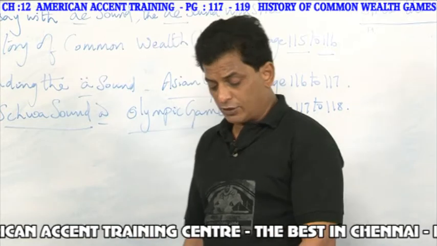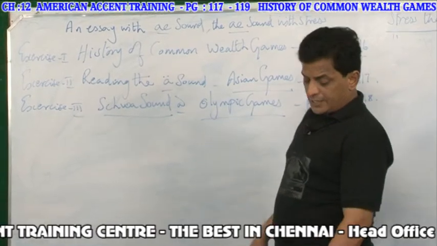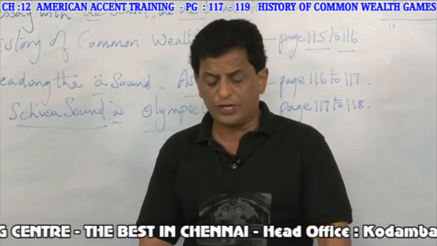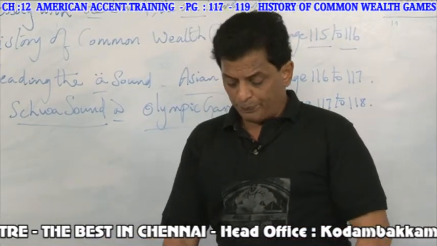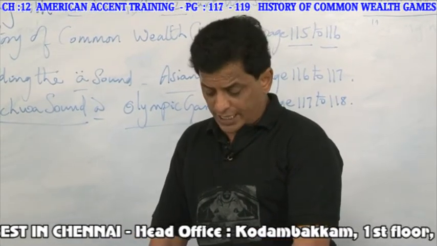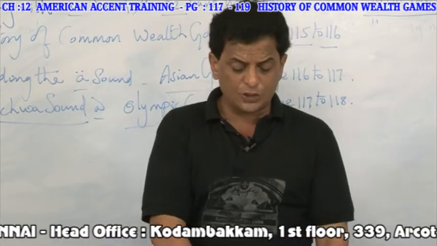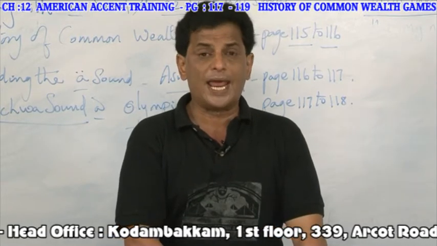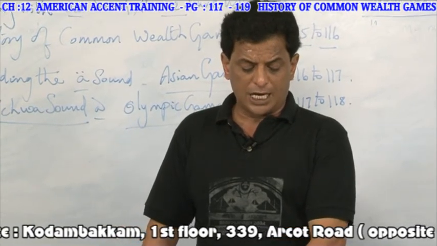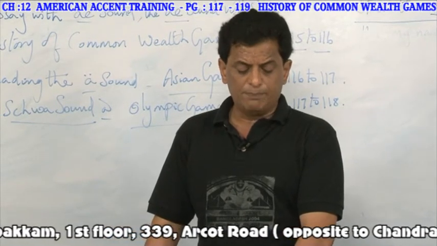So my dear friends, take your page number 117 to 118, the square sound, Olympic Games. The Olympic Games are a major international sports event featuring summer and winter sports. The games are held every 2 years, with summer and winter games alternating. The ancient Olympic Games were held in Olympia in Greece from the 8th century BC to the 5th century AD. Baron P.V. de Coubertin founded the International Olympic Committee, IOC, in the year 1894. IOC is the governing body of the Olympic movement.